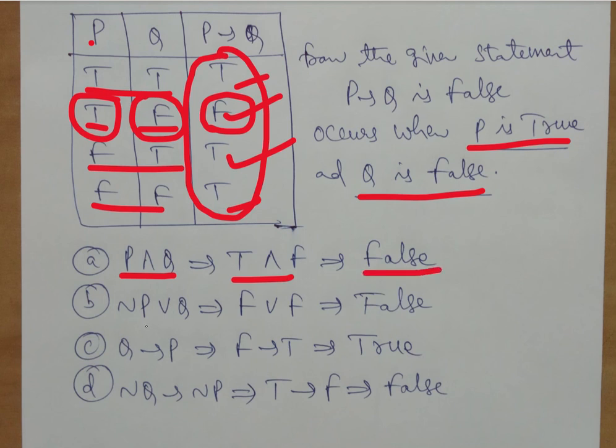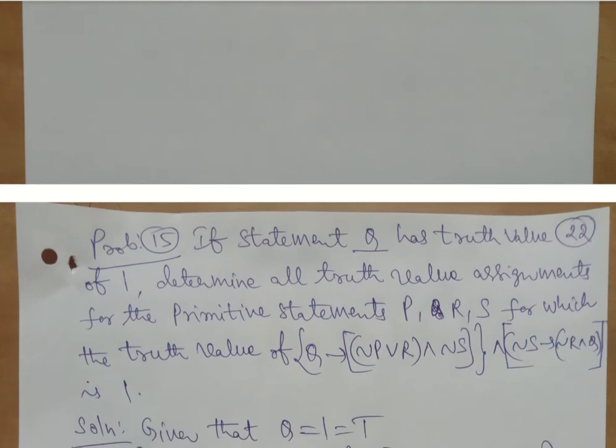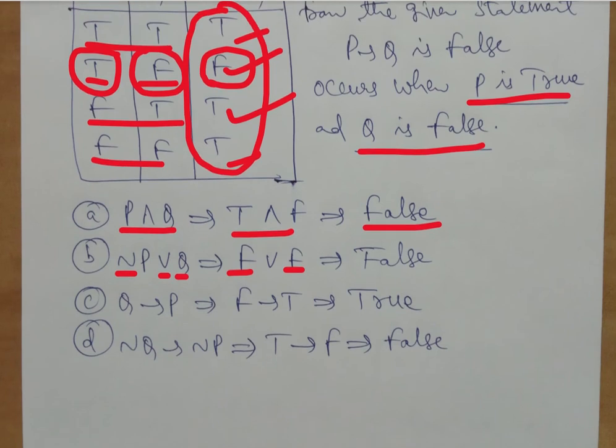So false. Negation P or Q: P is true, so negation P is false, and Q is also false. Disjunction: F or F is false, because as per the definition, disjunction is false only when both are false.